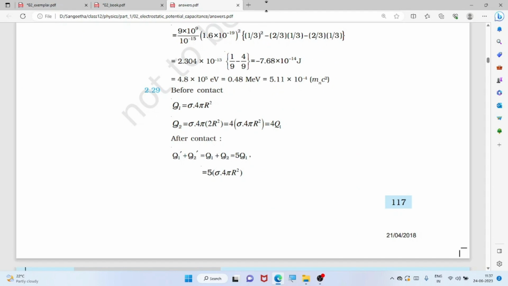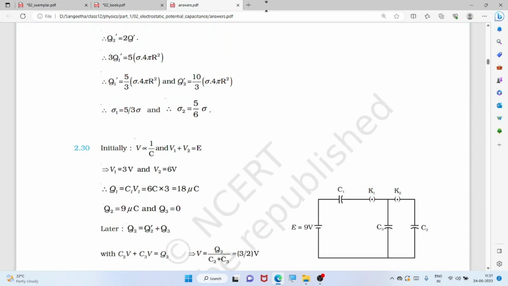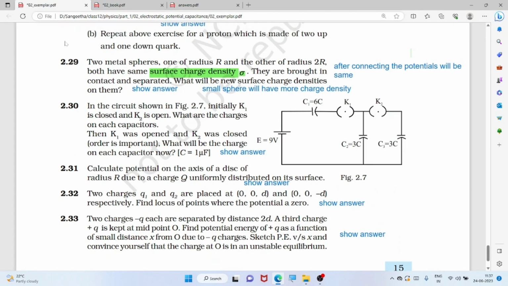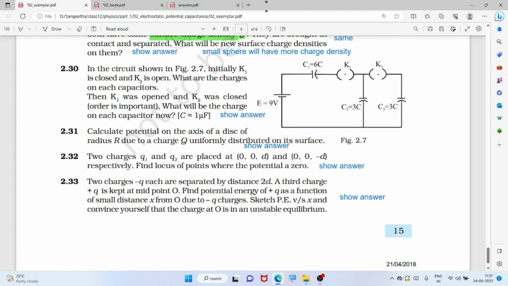Before contact, okay. So here the smaller will have more charge. Here see, this is smaller, here means the smaller will have the more charge density. So these things you can go through the answers, okay.